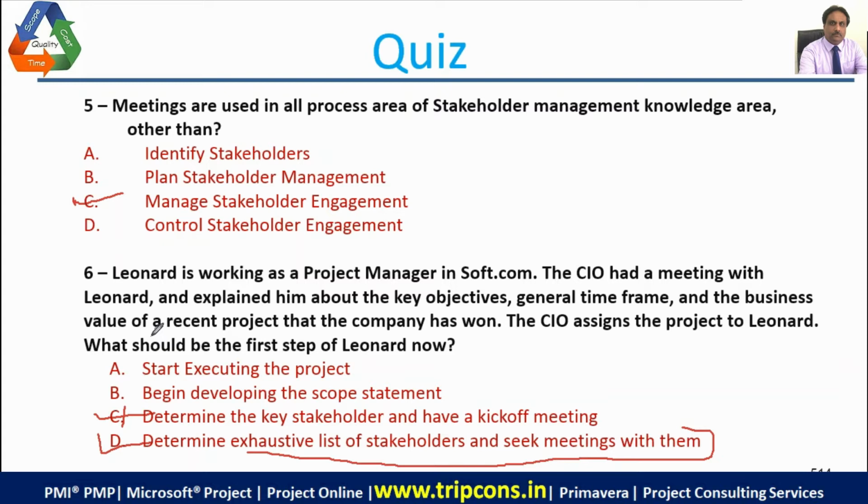So immediately after the charter, you have to make sure that you are able to find out as many stakeholders as possible, because after this you would go to the development of the project management plan and your requirement collection. When you collect your requirements, it would not be a good idea to miss any of the stakeholders. So you should have the list of stakeholders handy with you as much as possible. That is why you need to determine an exhaustive list of stakeholders and seek meetings with them, so that you can have a good understanding of the project requirements. That's the idea.